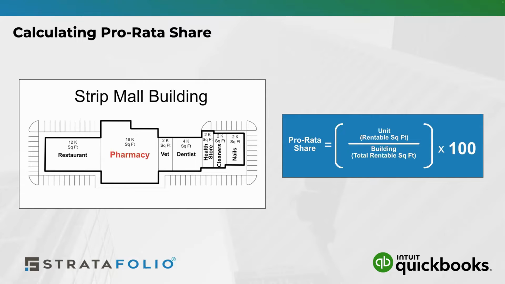This is easy to do when you have one tenant, but when you have multiple tenants inside of a building, it's harder to get your pro rata share. In Stratafolio, we calculate these out for you, so there's no need to reinvent the wheel.